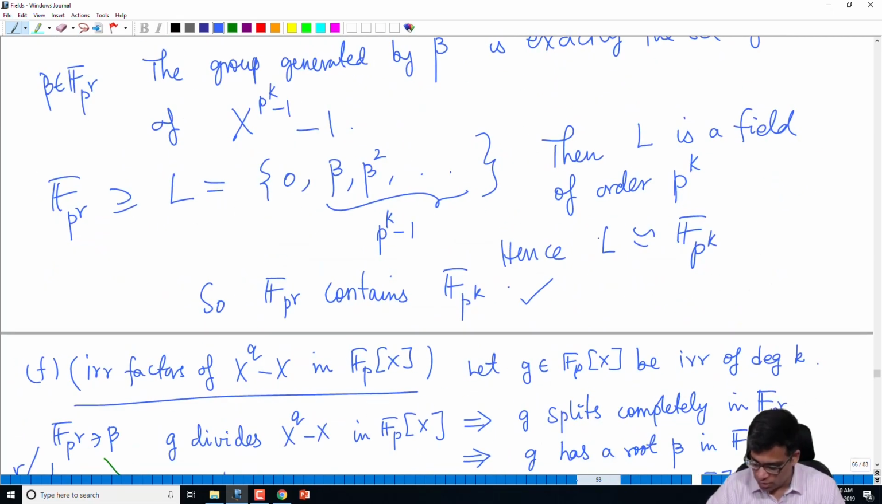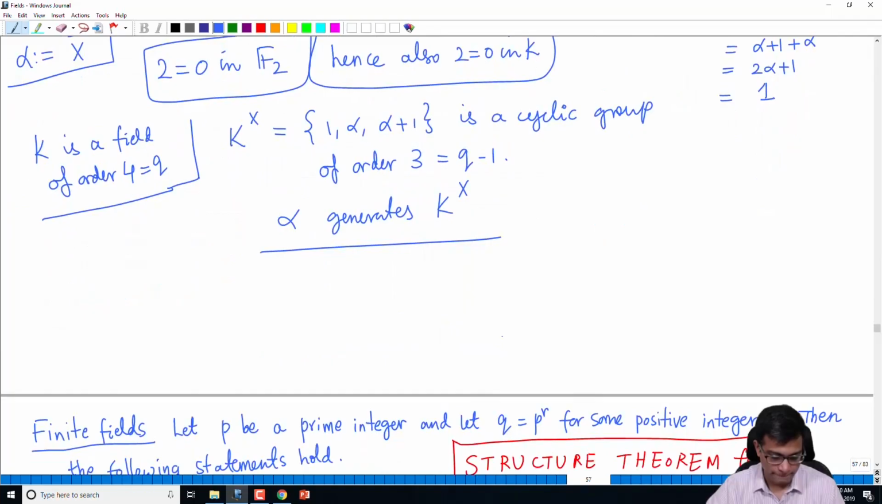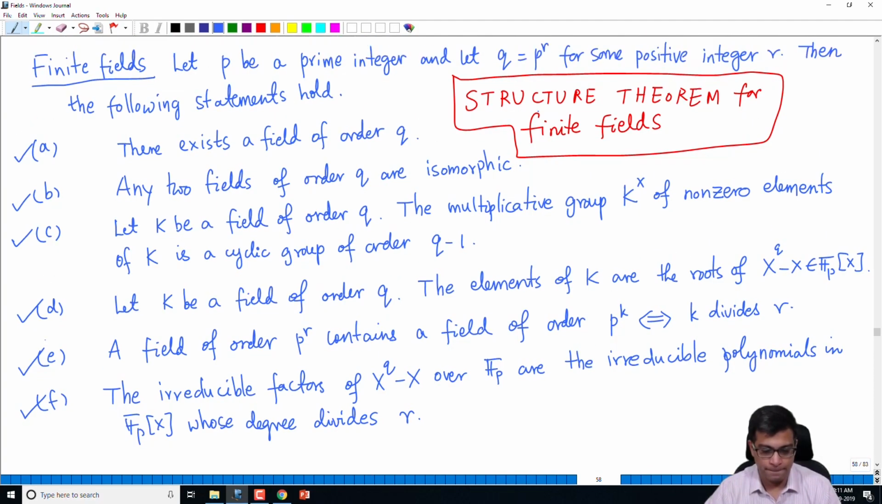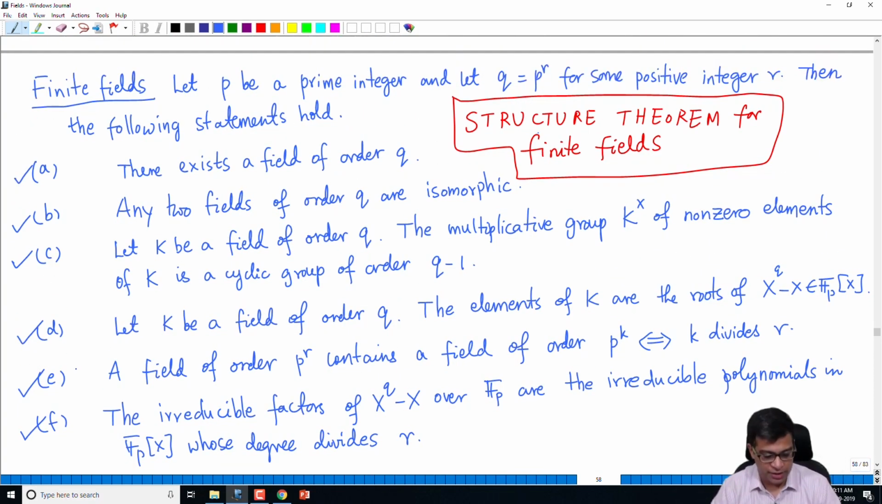So now let's go back to the statement of the theorem. We showed that the irreducible factors of x^q minus x are exactly the irreducible polynomials whose degree divides r, because we have shown that any irreducible factor of x^q minus x has a degree dividing r, and we have also shown that if you have an irreducible polynomial whose degree divides r, it divides x^q minus x. So this is done, and before that we have shown E. So all the parts are done. So this is the proof of the structure theorem, and I admit that I have gone very fast maybe in the last two parts, but the statements are important, and I will do some examples in the next video to illustrate how to apply those results.